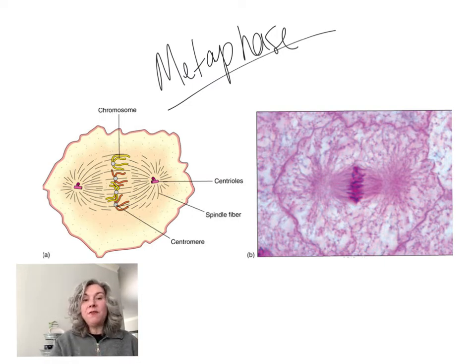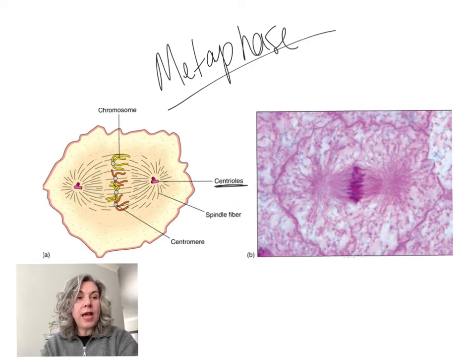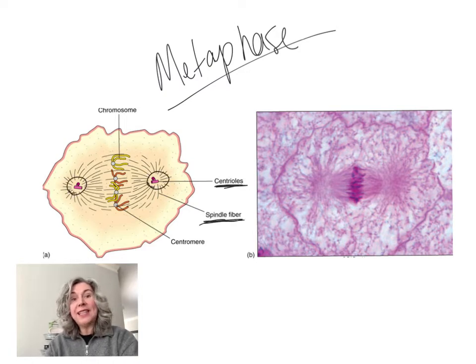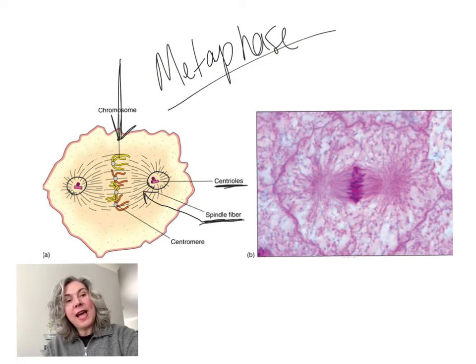So when we're identifying metaphase, all we really need to do is just pick out a cell that has a line of chromosomes directly on that equator down the center of the line. Here in the drawing, you can see the centrioles have migrated to opposite sides, there and there. You can see the spindle fibers attached to your chromosomes, and then you see the line of chromosomes right down the center or the equator of that cell.